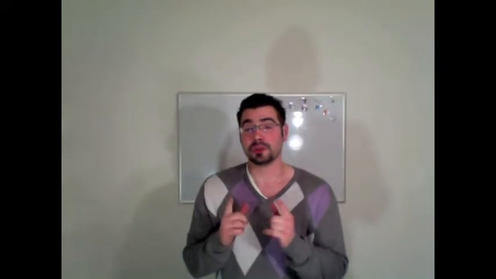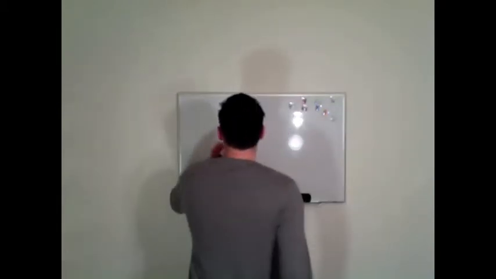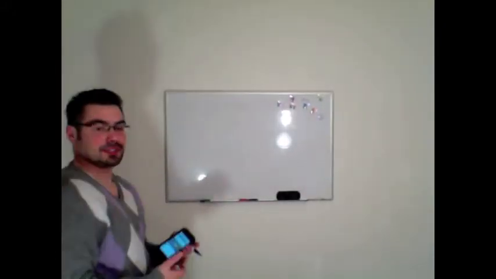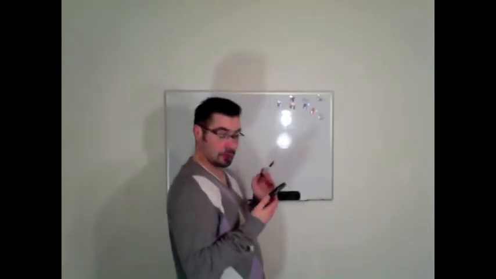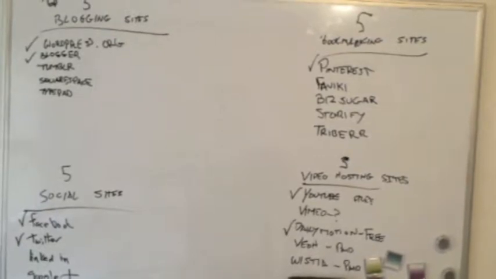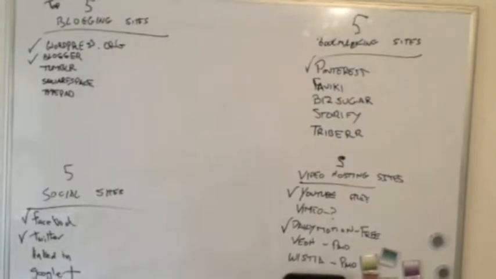So, we're following up on how to get listed on Google. We had the 4 industries that I had listed on my board in the back here, so I'm going to expound on that today. Trusty dry erase marker. So we had our 4 industries that I put up here before. We had the 5 blogging sites, 5 bookmarking sites, 5 social sites, and the 5 video hosting sites. Okay, so next step here, essentially you're going to pick one out of each of those.